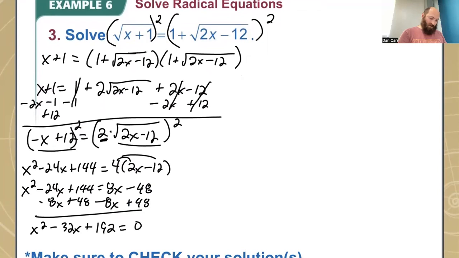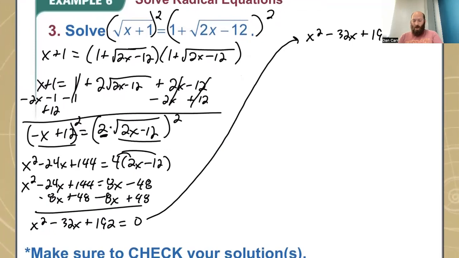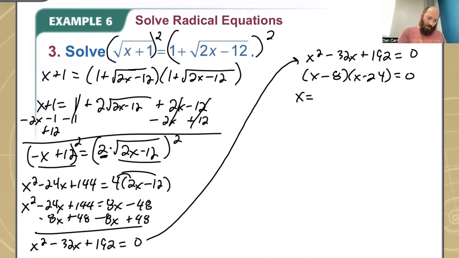So I'm going to need a little bit more space. So just bring this up here. Okay. And you don't have to do the factoring. It's just my personal preference to do it that way. So x squared minus 32x plus 192. When I factor this, it's going to end up being a negative 8 and a negative 24. So from there, zero product property, I'm going to end up getting x equals 8 and x equals 24.